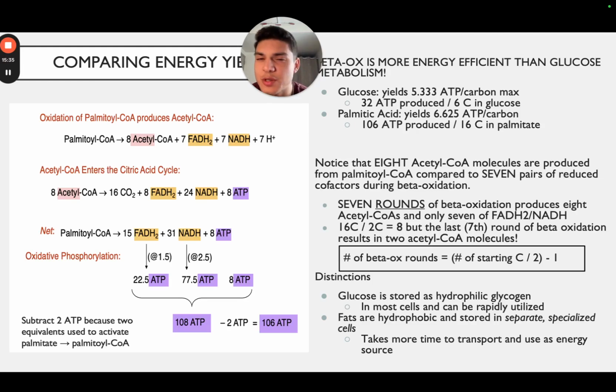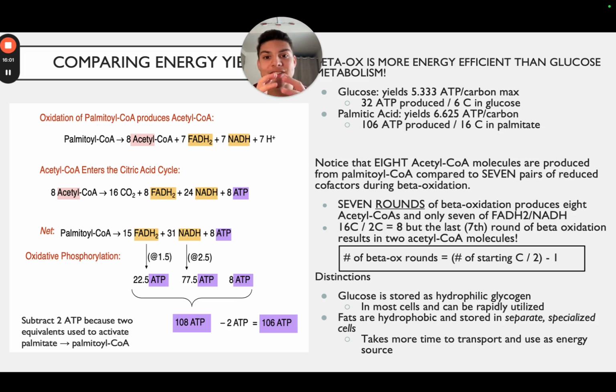So there's a reason why we don't just use fat energy all the time, even though it's probably more energetically efficient, or we can maximize more per palmitic acid or whatever. There's a reason why. The reason is that glucose can be stored as a hydrophilic glycogen and it can compact really nicely, whereas fats are hydrophobic and are stored in separate specialized cells. So it's not ubiquitous in all cell types. It's only going to be in adipose tissue, adipose cells.